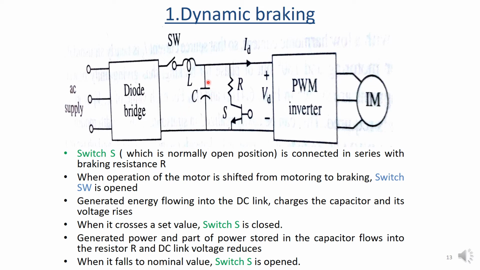power is fed to this DC link, and this capacitor charges and its voltage rises. When the capacitor voltage rises greater than the set value, switch S is closed and the power is dissipated in resistor R. That is the generated power, and part of the power stored in this capacitor flows into resistor R and is dissipated here, and capacitor voltage reduces. So when the capacitor voltage falls to a nominal value, switch S is opened.